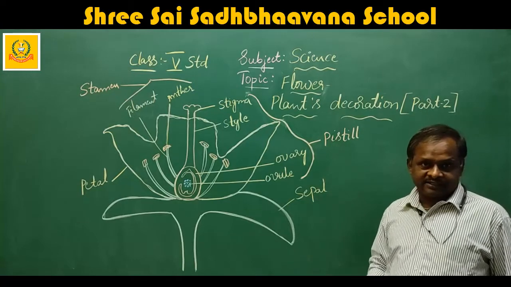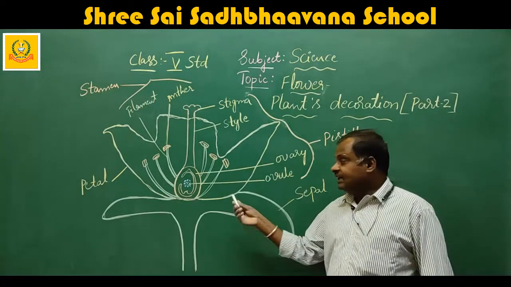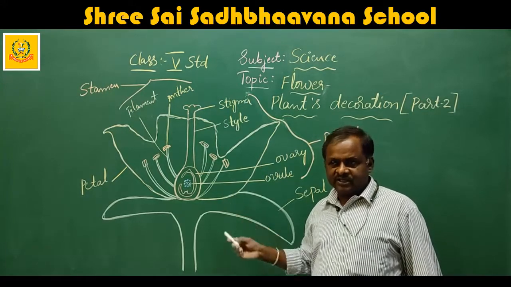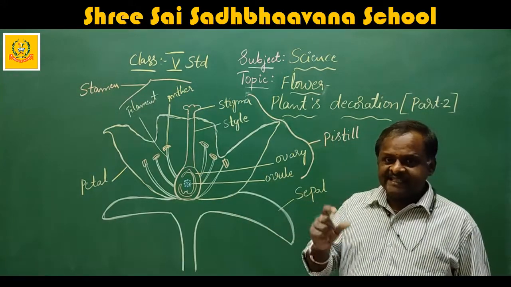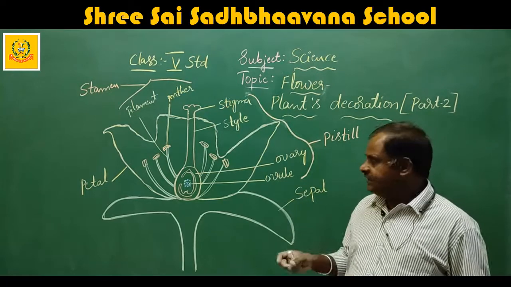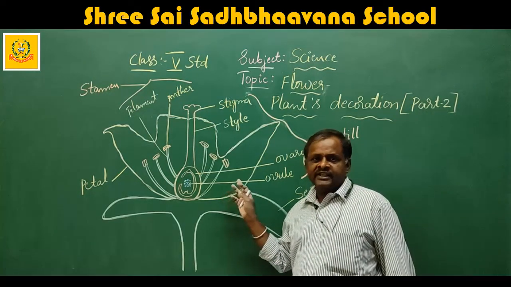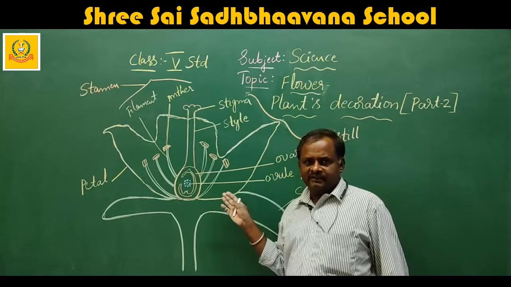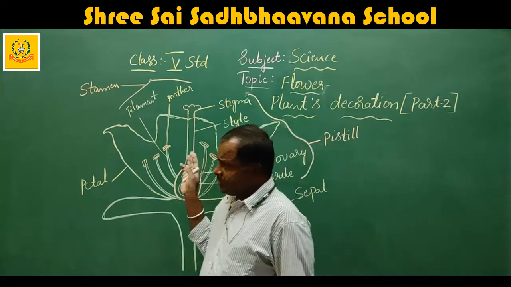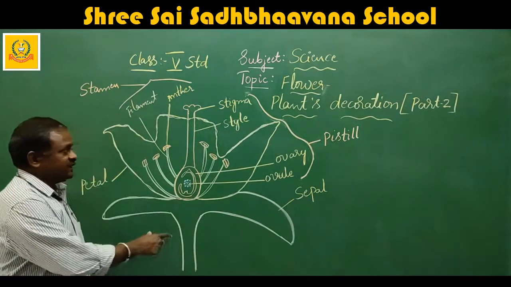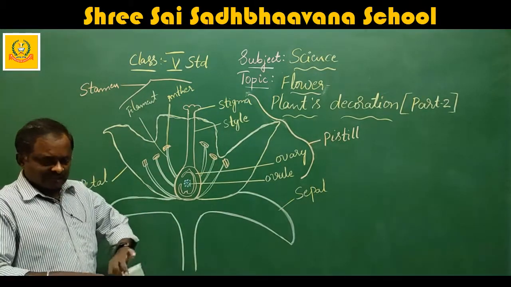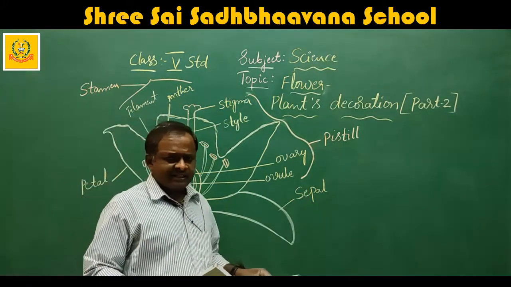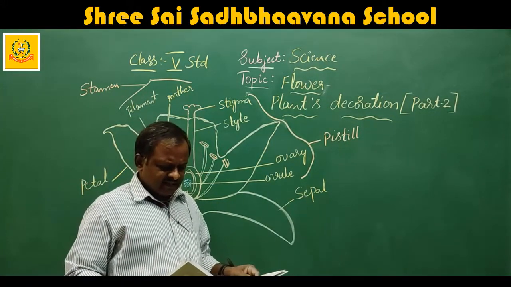For what purpose? For the purpose of reproduction, that means to form seeds. To form seeds, the flower is a very important part of the plant. Now we'll go into detail about this flower. Open page number 6. Page number 6, I will read up to 5-6 lines, then I will explain.